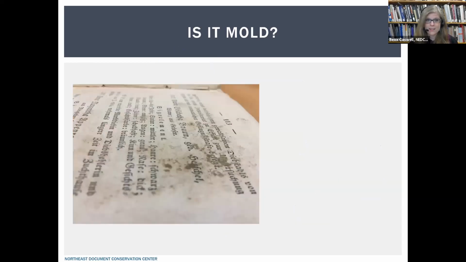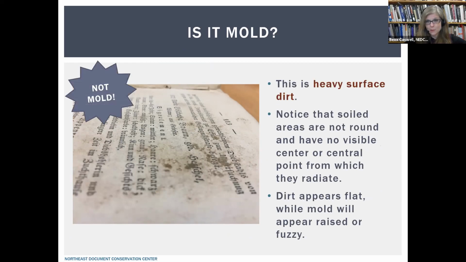All right, here's the next example. I will give you some hints on this one. This is on top of the paper, that's for sure, but it's maybe more granular looking. It doesn't really look fuzzy to me. Any guesses? If you said that this is not mold, you would be correct.